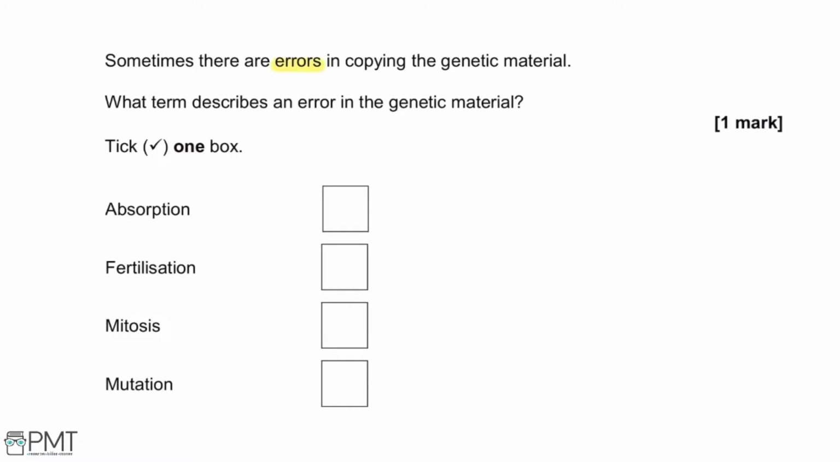Sometimes there are errors in copying the genetic material. What term describes an error in the genetic material? Tick one box, and this question is worth 1 mark. So looking at these terms, we know it's not absorption because that is a completely different process. Fertilisation is the process by which the sperm and the egg nuclei fuse. Mitosis is a form of cell division, so the only one that could be is mutation, which is a change in genetic material.